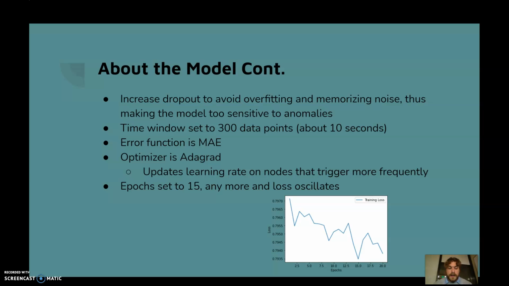Another big contributor here is Adagrad. Using Adam or RMSprop also didn't really allow for a large decrease in the loss rate, which is what I was trying to capitalize on here. And the number of epochs is set to 15. Increasing the number of epochs was not necessarily useful on mostly non-correlated noise data.